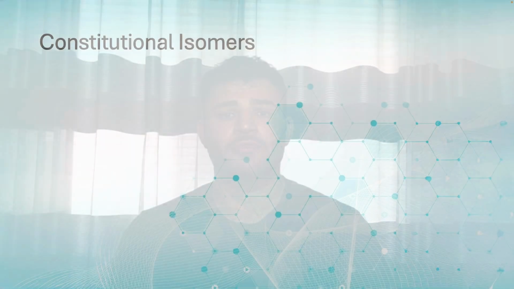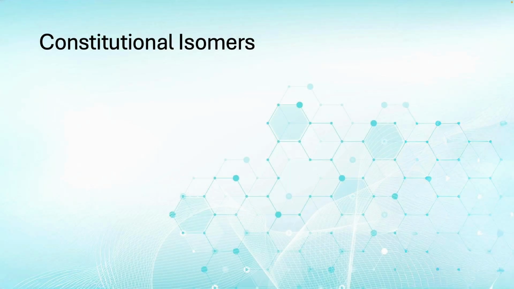In the past videos, we talked about some of the types of isomers we can have with a given molecule. Let's briefly review the types of isomers you should know by now. The first type of isomer we should review are constitutional isomers.